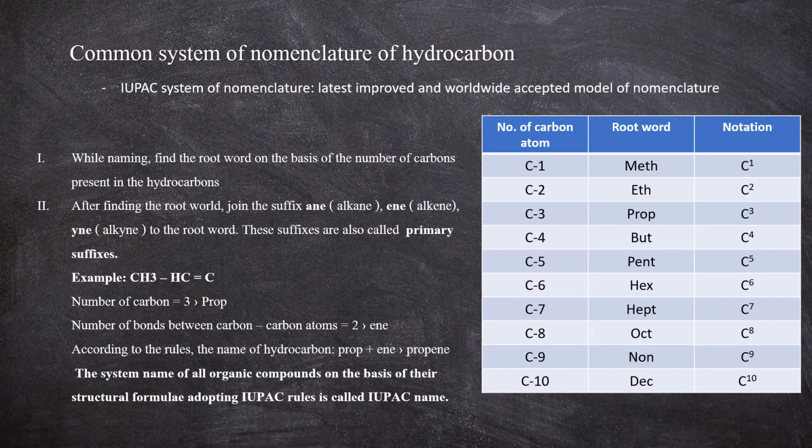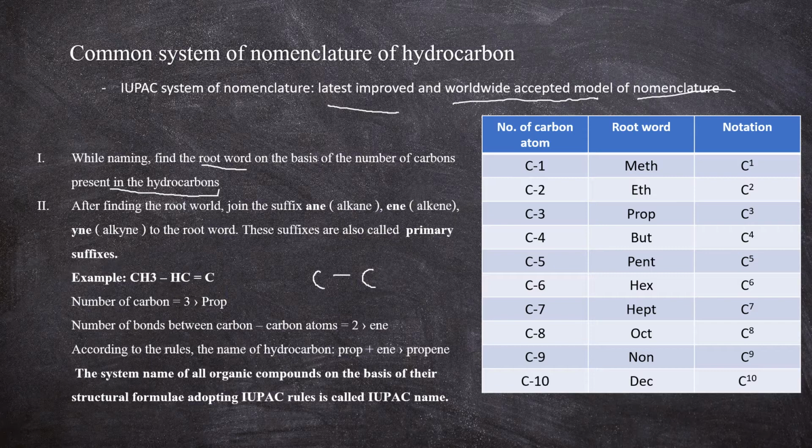Here we have the second nomenclature, the IUPAC system of nomenclature, which is the latest improved and worldwide accepted model of nomenclature. While naming, find the root on the basis of the number of carbons present in the hydrocarbon. Let's take an example. We have here C-C. Here, two carbons are present.